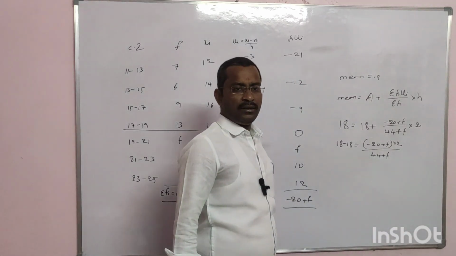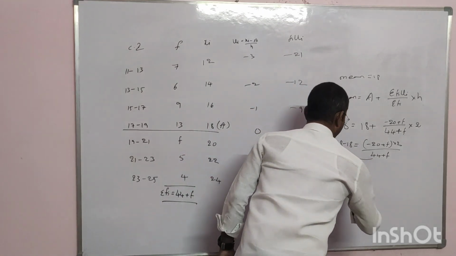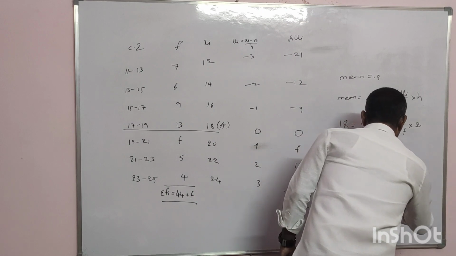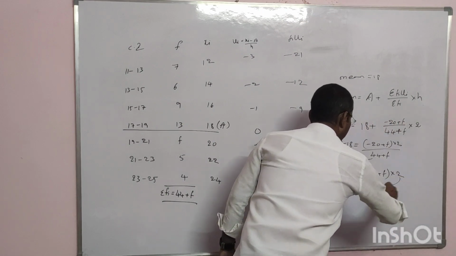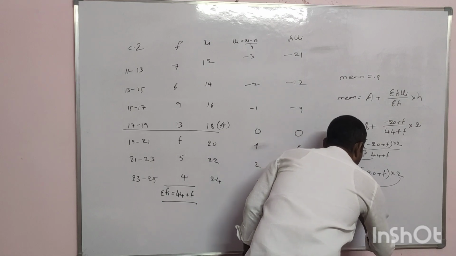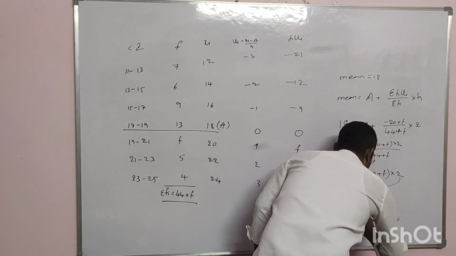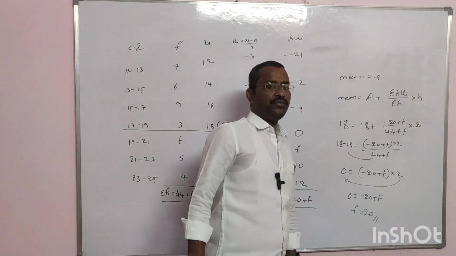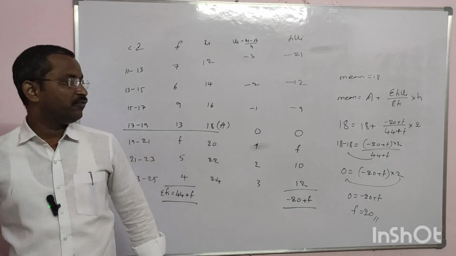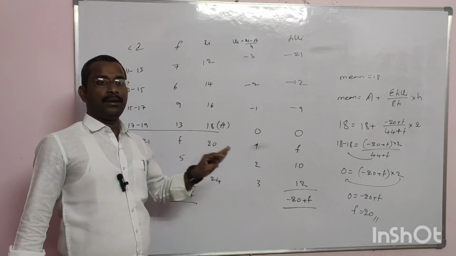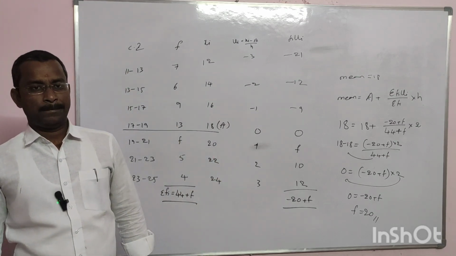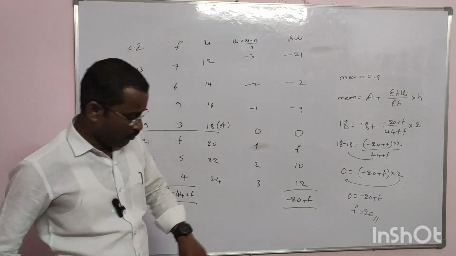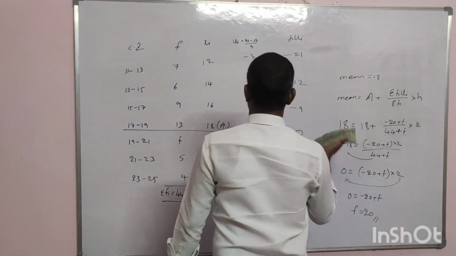18 minus 18 is 0. Transposing this, everything becomes 0. So we have minus 20 plus f into 2. Again transposing the 2 to this side, everything is 0. 0 is equal to minus 20 plus f. f is equal to 20, because minus 20 goes to the other side and becomes plus 20. This is finding the unknown value by using the mean method. And there is one more method: finding the unknown value by using the median, like x and y values.